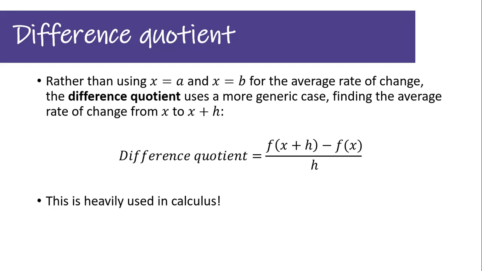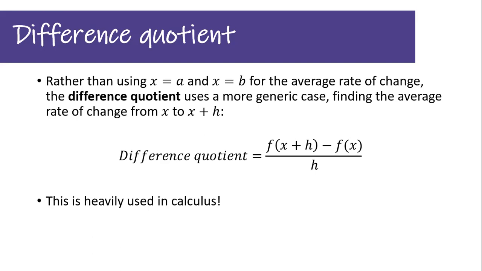Now we're going to talk about something that a lot of people think looks ugly, and it is. It's not really complicated. It's basically exactly what we just did. But we're finding something called the difference quotient. So rather than saying at x equals a and x equals b for the average rate of change, now we're going to find it between a certain x point and then x plus some number. So x plus h. And h is just a placeholder here. It could be any number. The formula is f of x plus h minus f of x, and you're going to divide it by h.